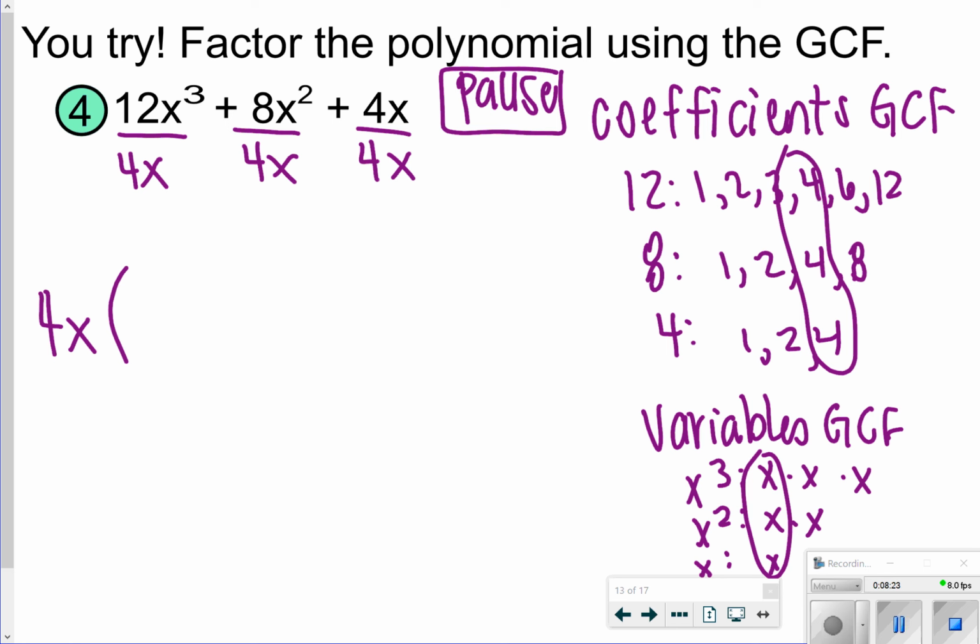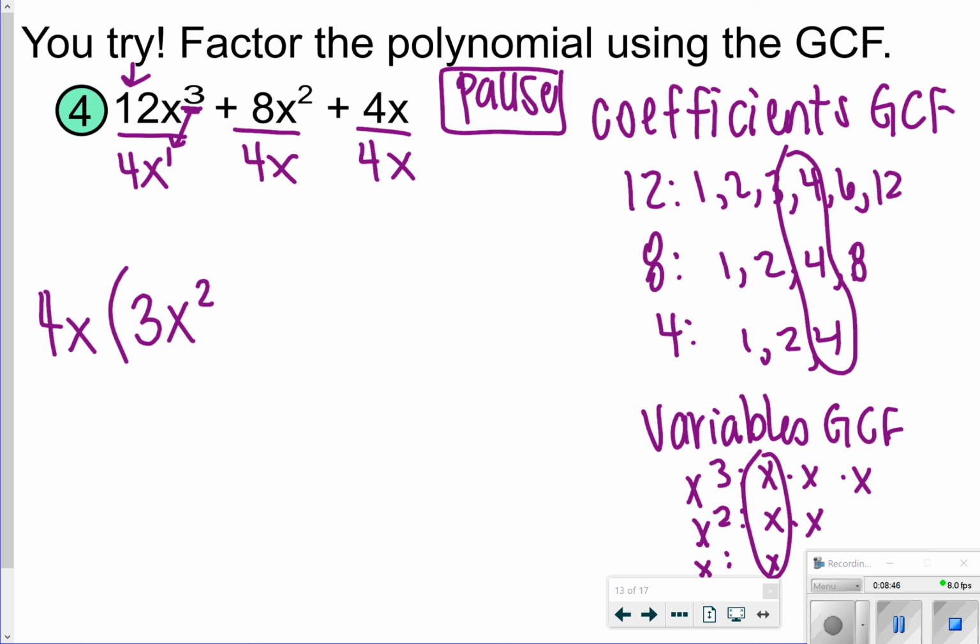When I'm dividing out my GCF, I'm going to focus on the numbers first and then the variable. 12 divided by 4 is 3. Then I have x to the third divided by x to the first. That's just going to be x to the second. I'm just subtracting 3 minus 1, according to my exponent rules we learned a while ago.